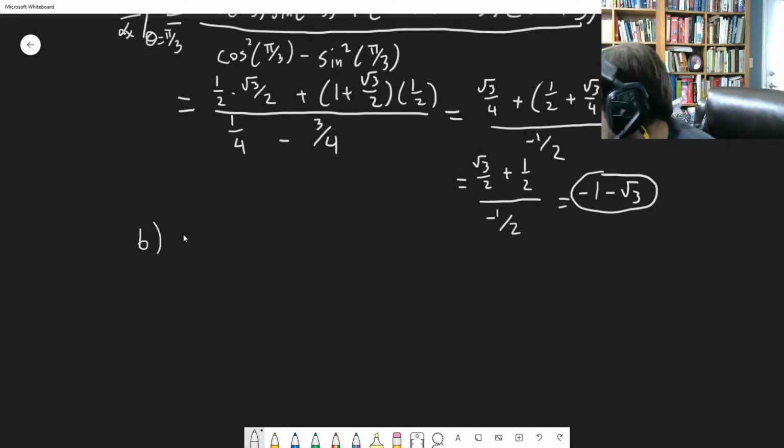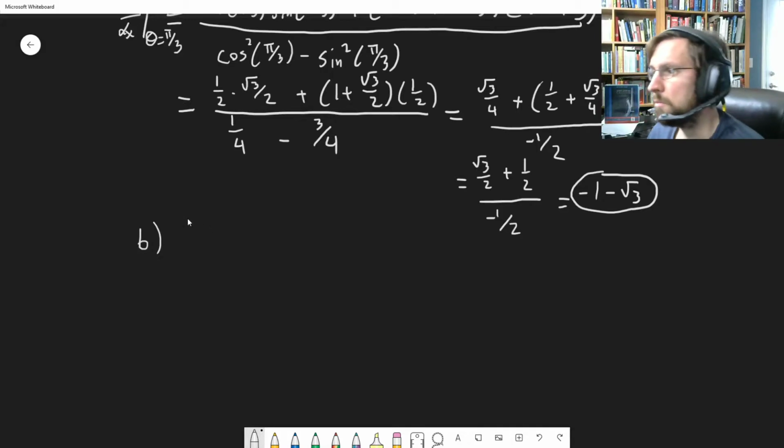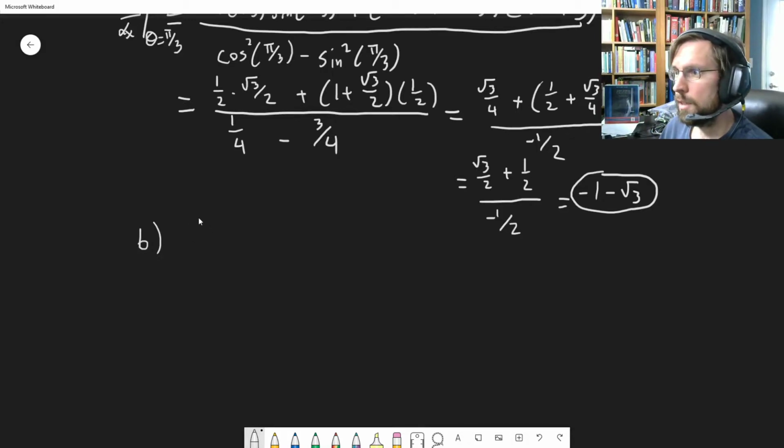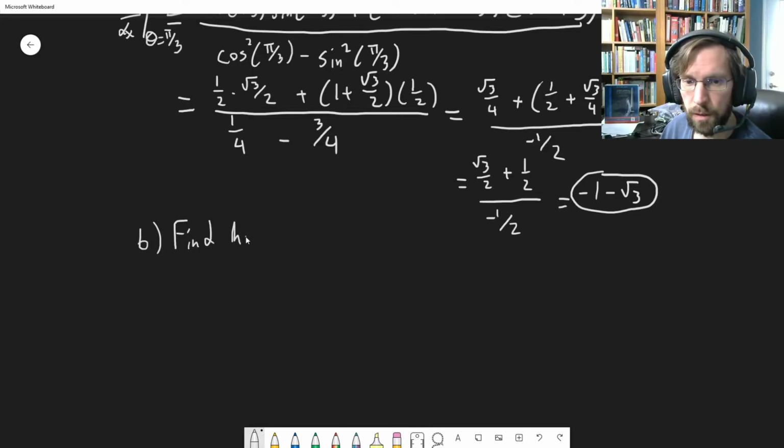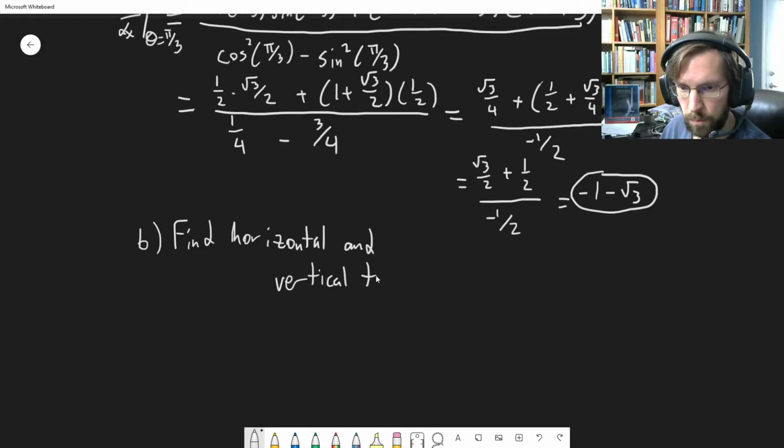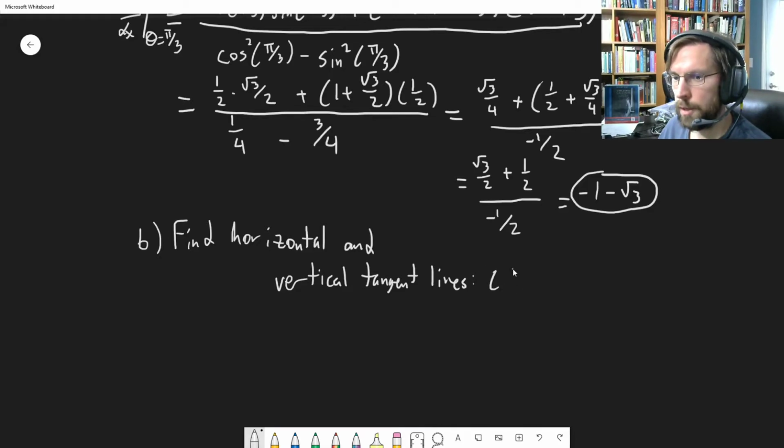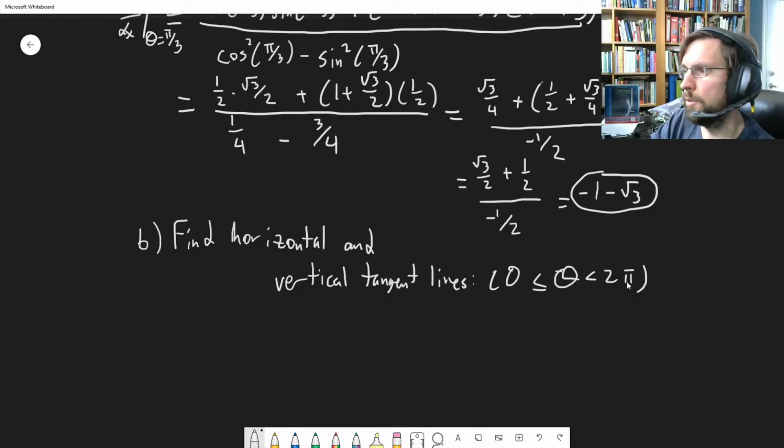Okay, so in part B, let's do what we always do with these types of problems and find horizontal and vertical tangent lines. We usually restrict ourselves to be on 0 to 2 pi because these curves infinitely repeat.